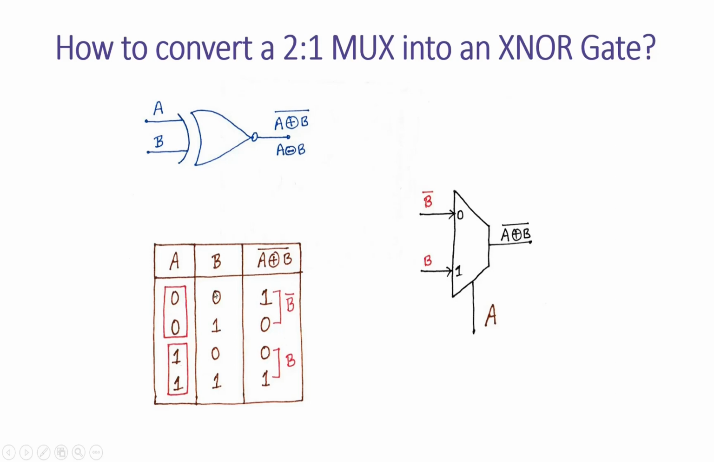When A is 0, B is 0, output is 1. When A is 0, B is 1, output is 0. When A is 1, B is 0, output is 0. When both A and B are 1, output is 1.